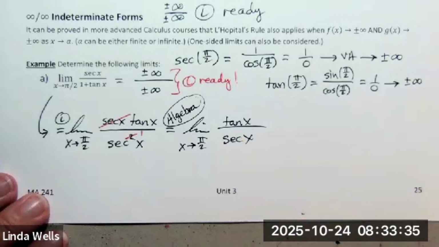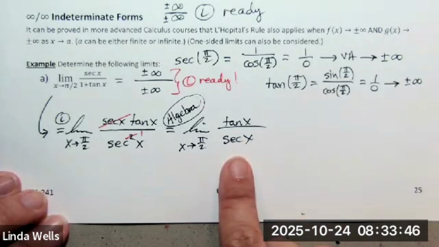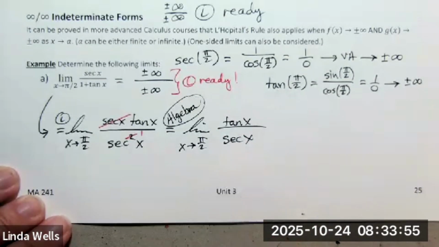Not give up. Isn't secant tangent something? I wonder if trig could help me here. How could trig help me? You can use identities here. That might help you. Which one do you want to try? L'Hopital or identities? Let me give you a little hint.